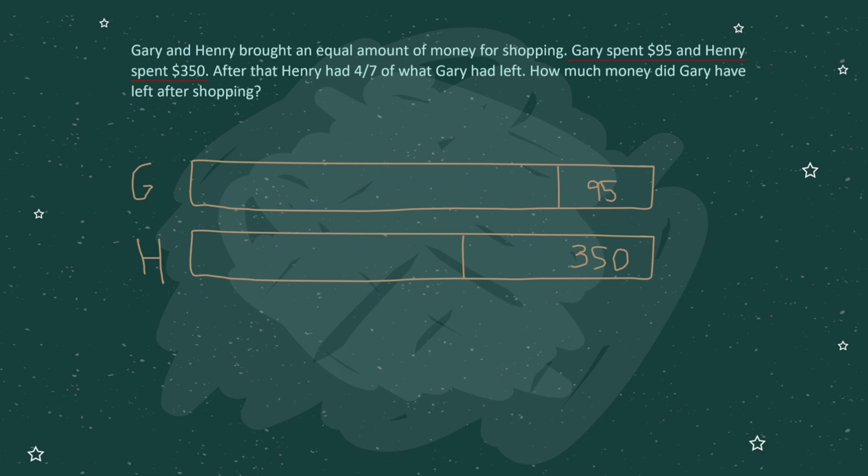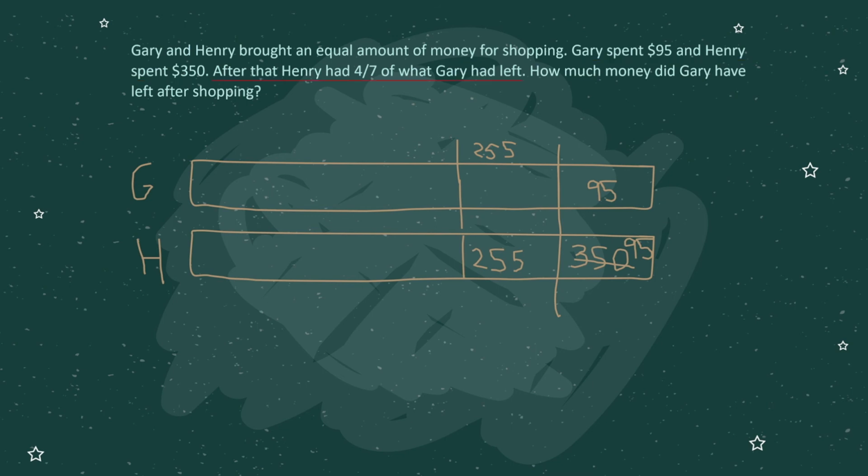Now, we can align the bars like this so that we can get the lengths of the different parts. And if we look at this, we see that this part is actually 95. And so the remaining part on Henry's spent bar is 350 minus 95 equals 255. And because we have aligned the bars, we can now label this length on Gary's bar to be 255 as well. These two parts have an equal length.